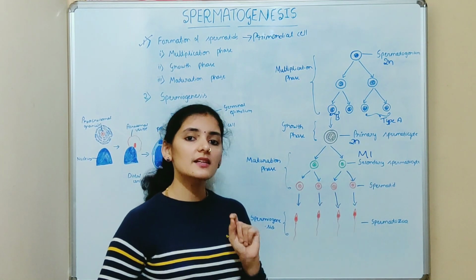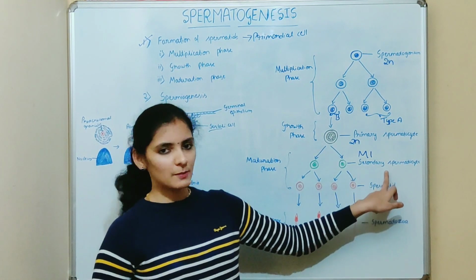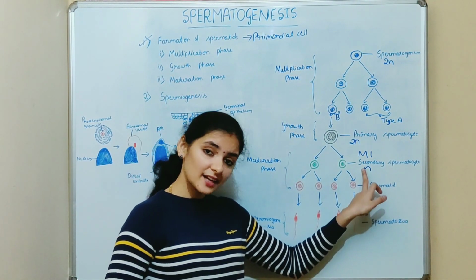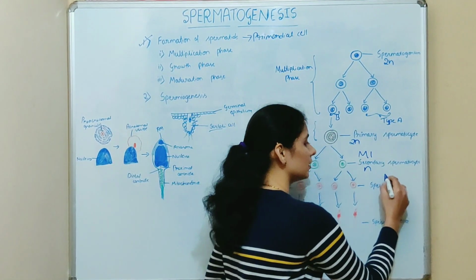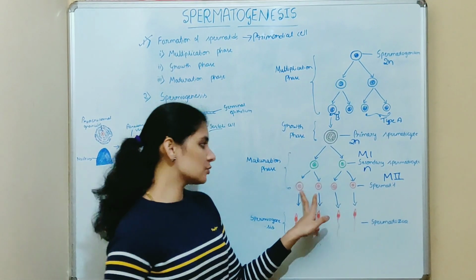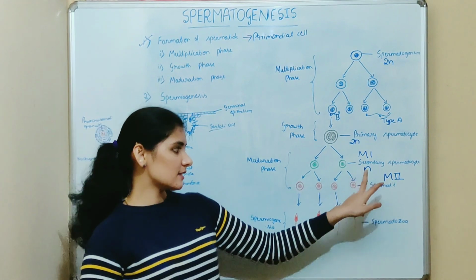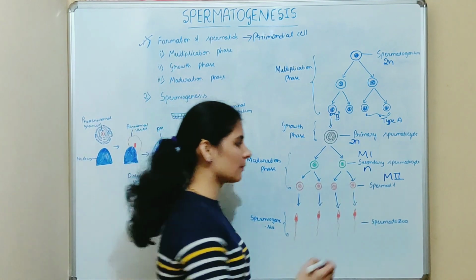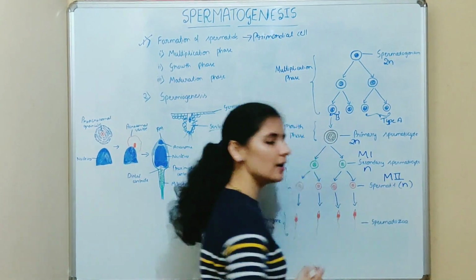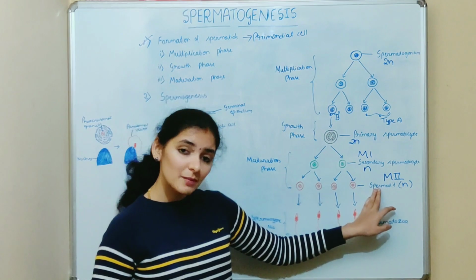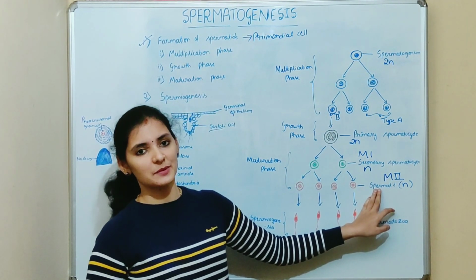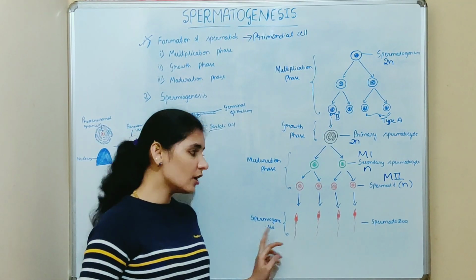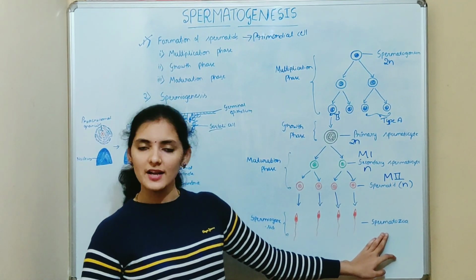After all this process, the primary spermatocyte divides to produce two secondary spermatocytes. Since meiosis one is a reductional division, these secondary spermatocytes have n number of chromosomes. Now each secondary spermatocyte undergoes the second meiotic division to produce two spermatids. Since the second meiotic division is an equational division, the number of chromosomes present in the spermatid remains the same, that is n. This spermatid cannot act as a mature sperm. So the spermatid should undergo one more step called spermiogenesis to form a spermatozoa or sperm.